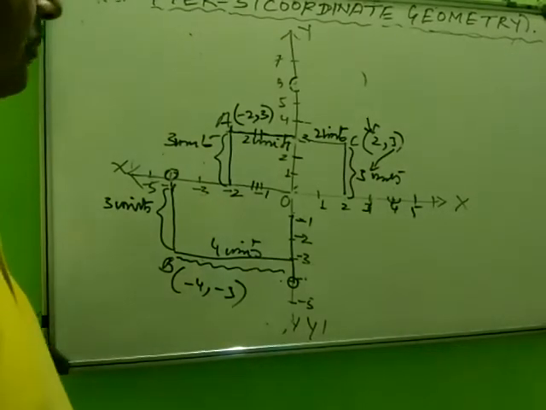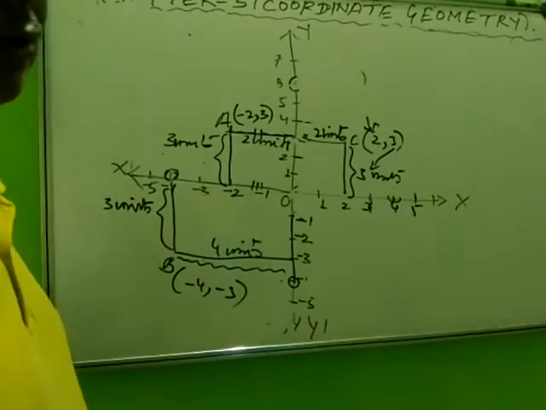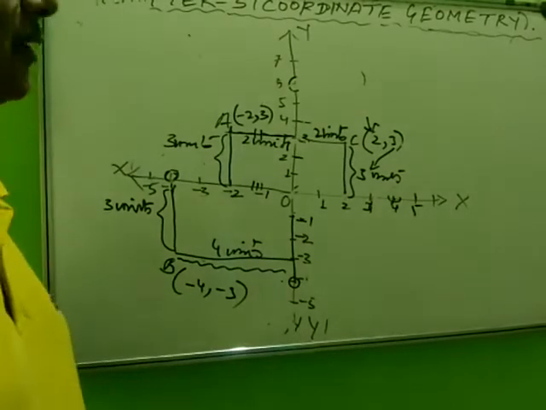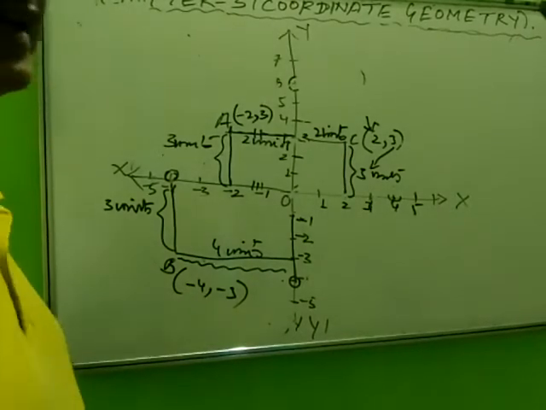So these are the things we have covered in class 8 also. And the two terms you have learned today are the abscissa and the ordinate.